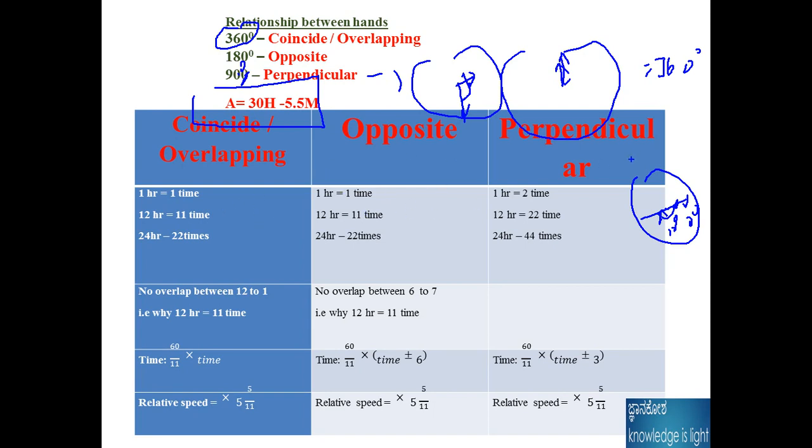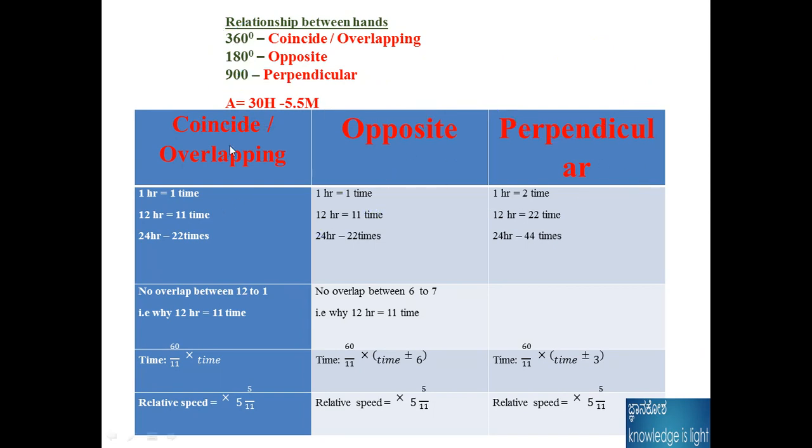Number of questions asked here: if any coincidence problem is there, the question may ask for 1 hour, how many times do the hands coincide? For 1 hour, they coincide only one time. Understand? If it is 1 o'clock, they will come and coincide one time only. Okay, for coinciding or overlapping, for 12 hours it is 11 times.